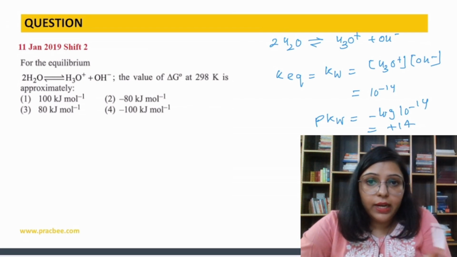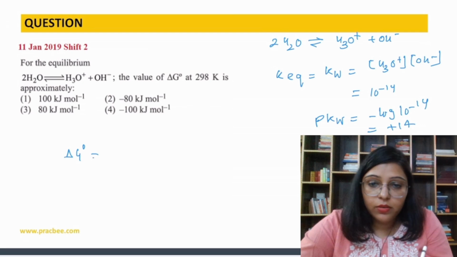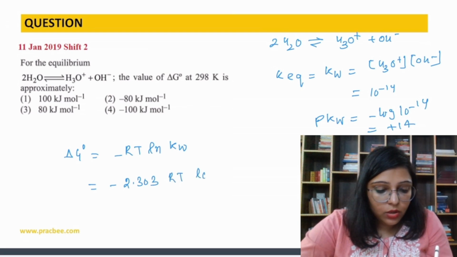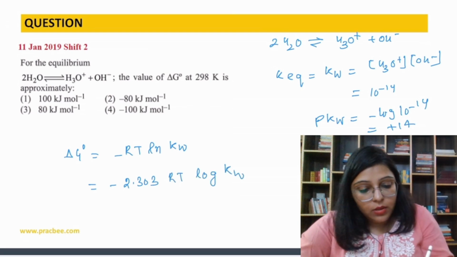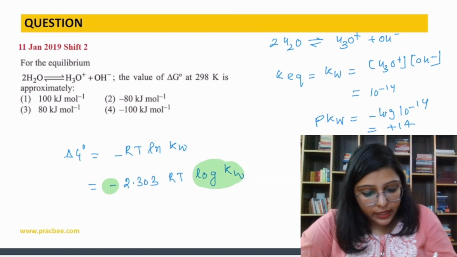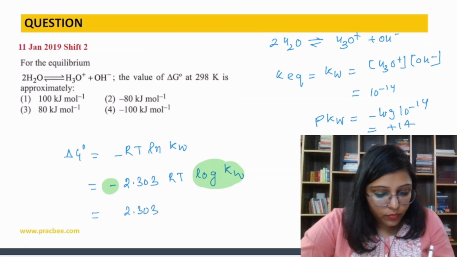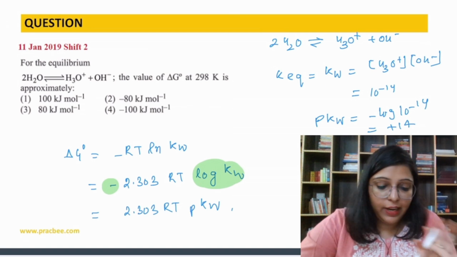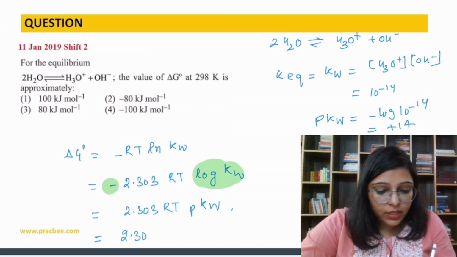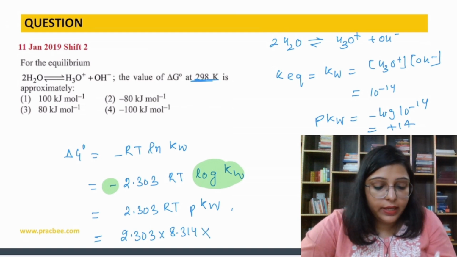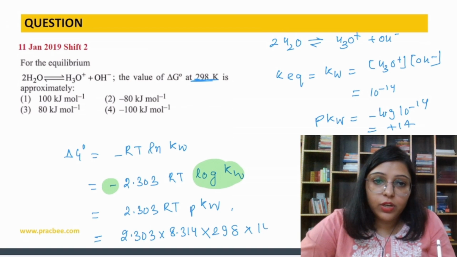So we have to find out the delta G naught. So delta G naught is what? Minus RT ln Kw, or we can say minus 2.303 RT log Kw. So see, minus log of Kw is actually equal to pKw, right? Now you have to put values. So 2.303, the value of R you have to take 8.314, temperature is 298, pKw is 14.